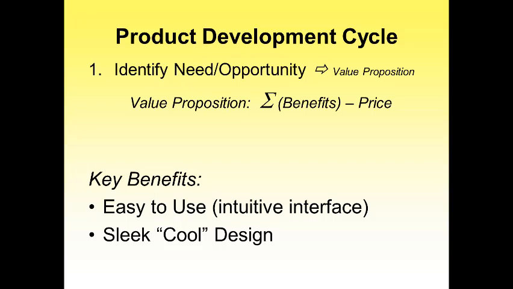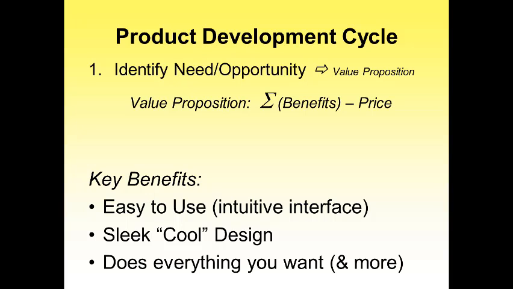The other thing that was very attractive about them is that they had a very sleek, cool kind of design. Their industrial design, the look, the feel, looked expensive. It felt nice in your hand. What we would call the industrial design was very well executed. And it had to do everything you want, and in this case, usually more, originally more than most other smartphones could do. Now, again, the gap is closing. But these are the key features.